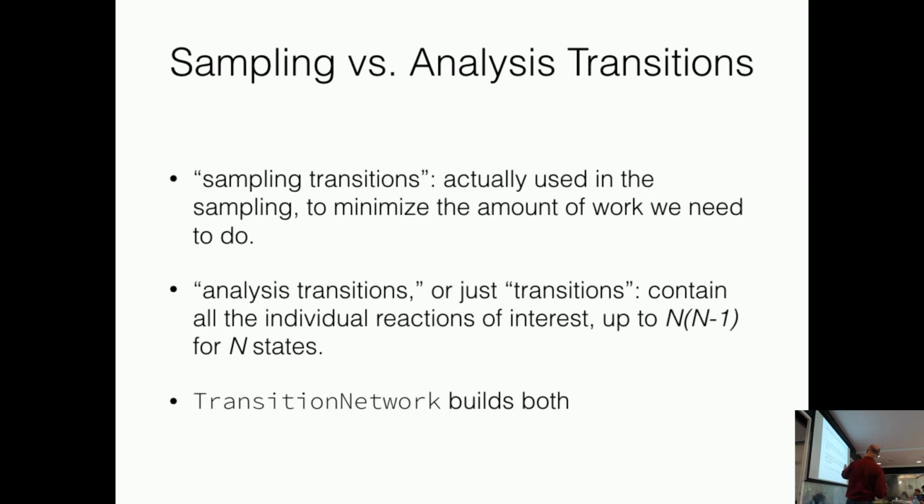So again, the sampling transitions are things that we are using in the sampling, and the goal there is to minimize the amount of work that we need to do. The analysis transitions, or just transitions, is the name of the object in there. It contains all of the individual reactions that you care about, which could be quite a number. And when you make a transition network, it builds both of these, so from the simple information you give it in building the network, it knows all of this stuff, and you have all that information immediately available.